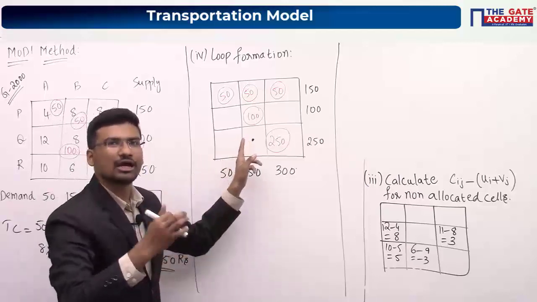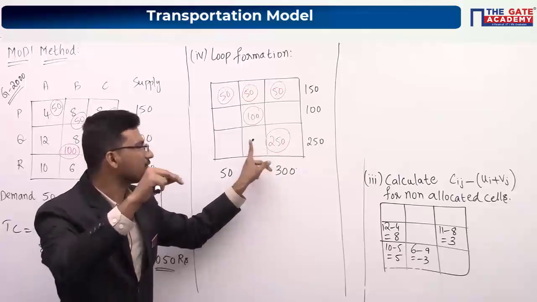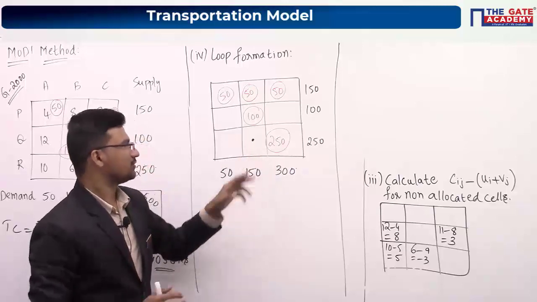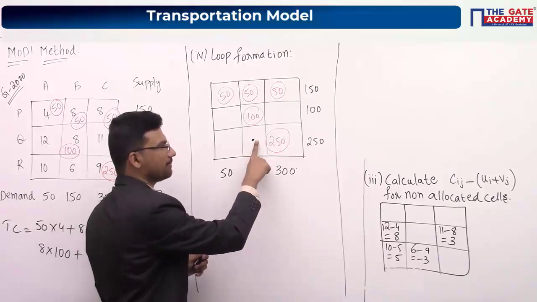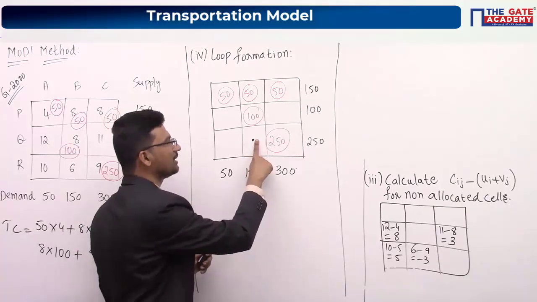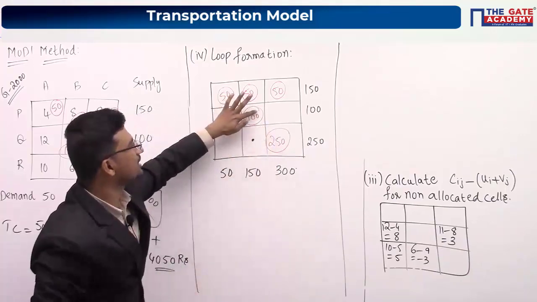Now I have to form a loop. Loop in the sense you have to start from this particular cell and come back to this particular cell. Maybe I can move in this direction like this. I am starting from this cell because it is the most negative cell, so I am moving in this direction. Here it is an allocated cell, right?